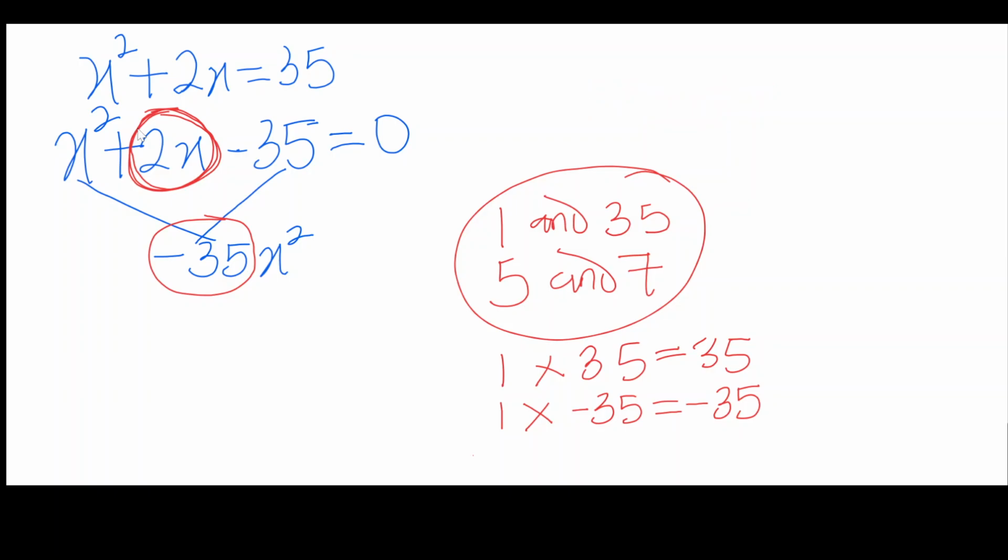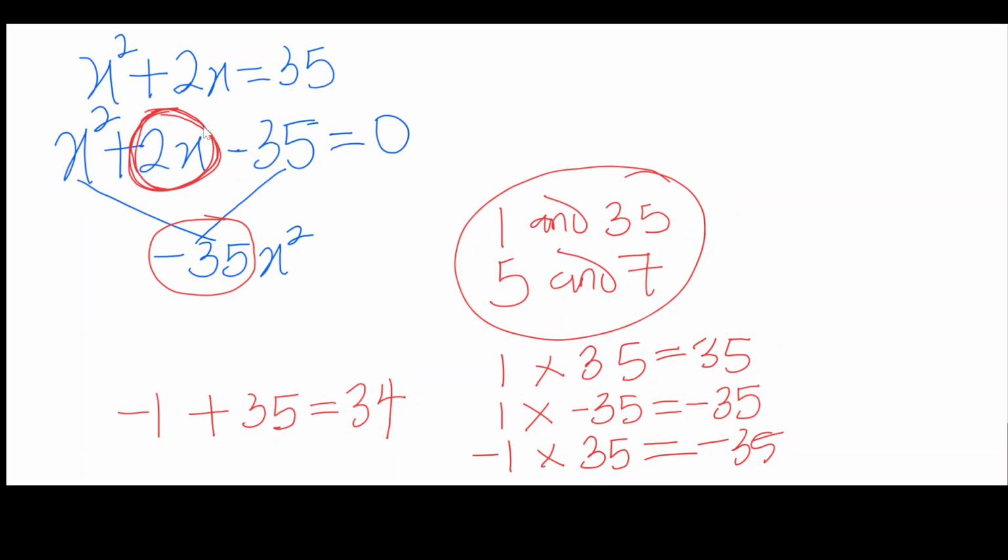So let me change from 1 and negative 35 to negative 1 multiplied by 35. It's still going to give me negative 35, of course. But if I have negative 1 plus 35, it's going to give me positive 34, which does not align with what I have here, which is 2x. So it does not give me 2x, and I'm not going to be using that. So let me move to the two factors, which are 5 and 7.